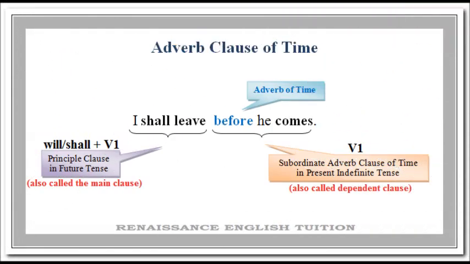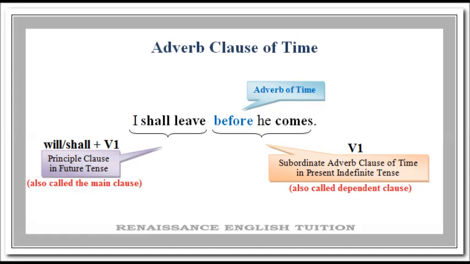See the first example. The adverb clause of time is composed of 2 clauses, the principal clause and the subordinate clause. The principal clause is also called the main clause, and the other name of the subordinate clause is dependent clause. Both the clauses are joined by an adverb of time. In the given example, the principal clause is "I shall leave" and the subordinate clause is "before he comes." These 2 clauses have been joined with the adverb of time, before.